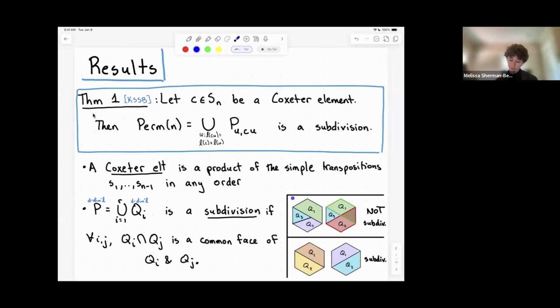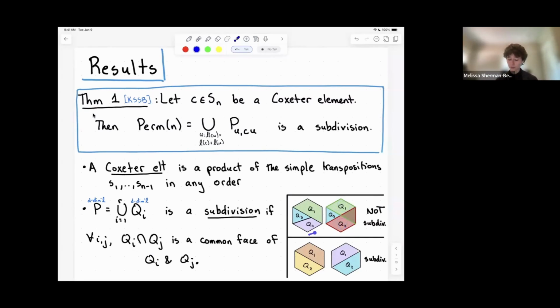So if you haven't thought about this before, here are some non-examples of subdivisions. This example is very bad because two of my pieces, Q1 and Q2, intersect in this triangle, and that triangle is definitely not a face, right? It's not an edge or a vertex of either of the two quadrilaterals, Q1 or Q2.